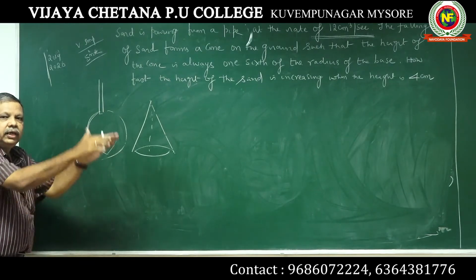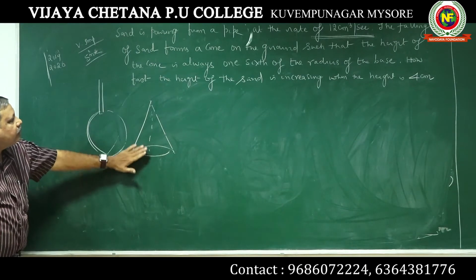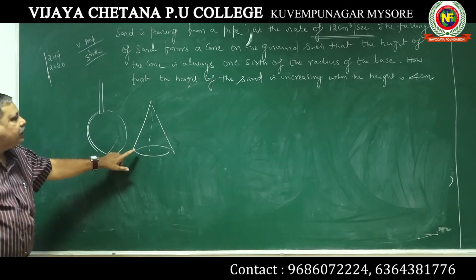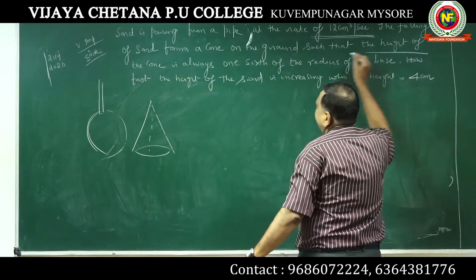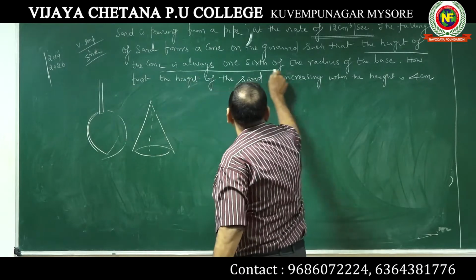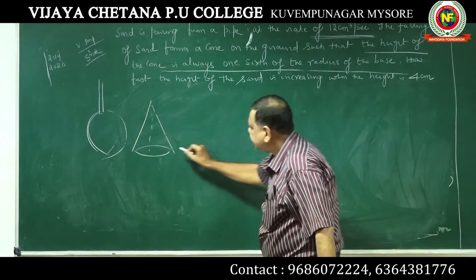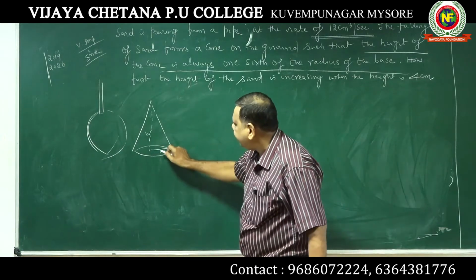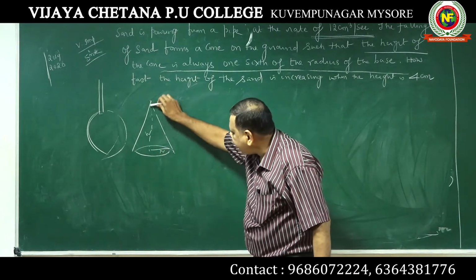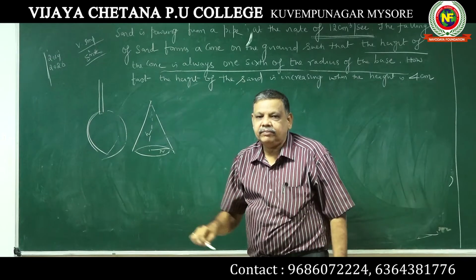So they put like this. So that it forms a cone on the ground such that the height of the cone, very important, the height of the cone is always 1/6 of the radius of the base. This is the radius. This is your h, this is your radius. So height is 1/6 of the radius. That is what they have given.